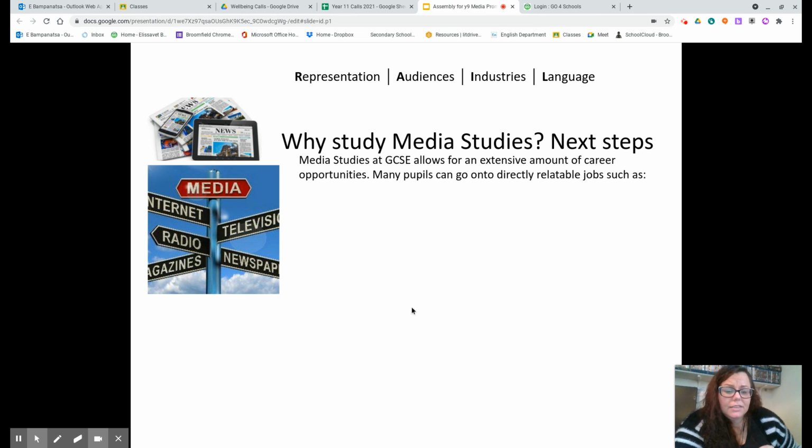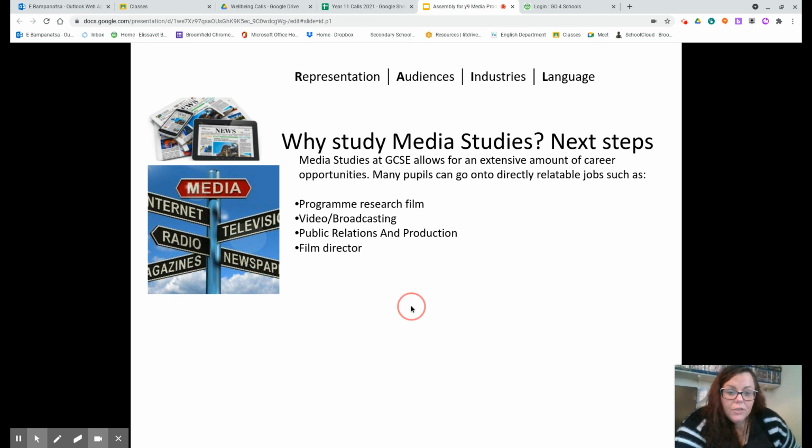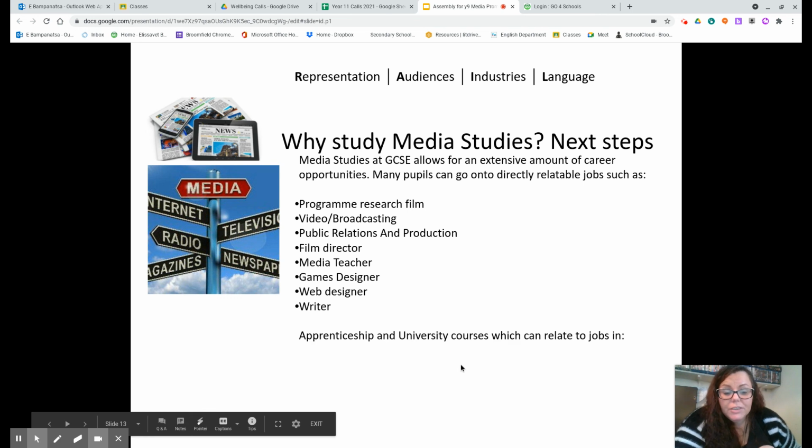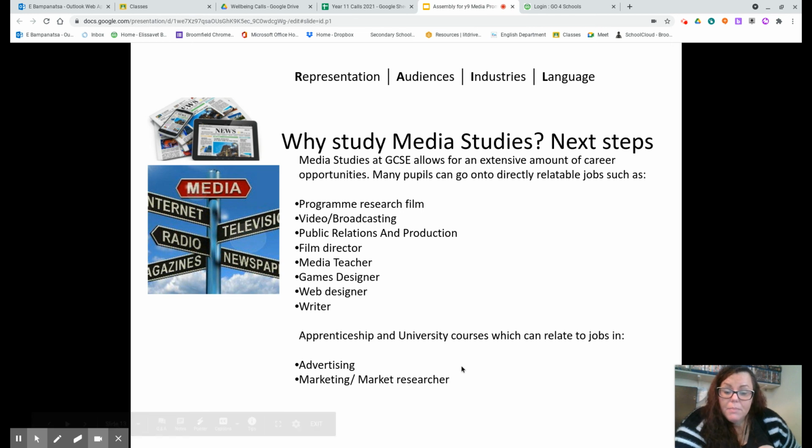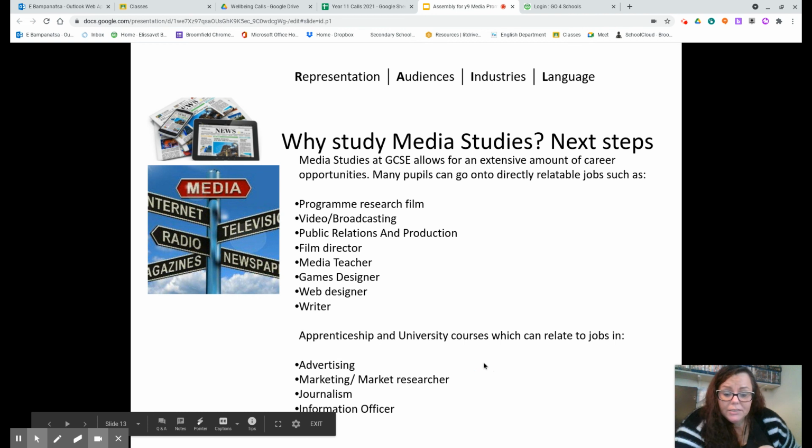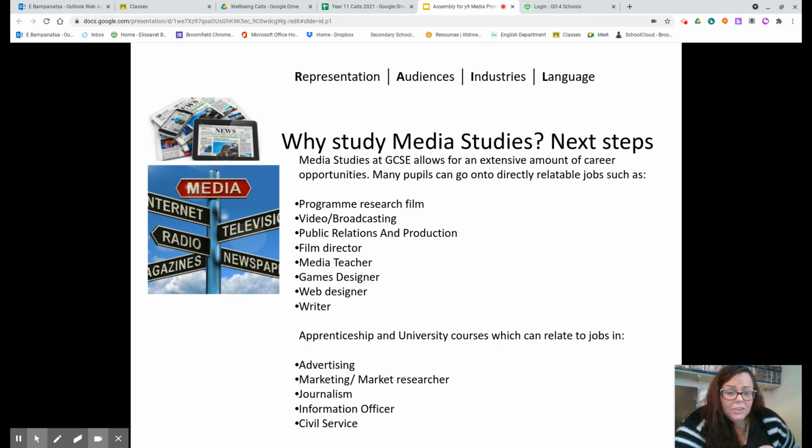So why study media studies? The next steps: it allows for an extensive amount of career opportunities. Many pupils go on to directly relatable jobs such as programme research, film, video broadcasting, public relations and production, film director, media teacher, games designer, web designer, writer, apprenticeships and university courses which can relate to jobs in advertising, marketing, market research, journalism, information officer, and the civil service. You have a variety of choice with media, and media at the end of the day is the future.